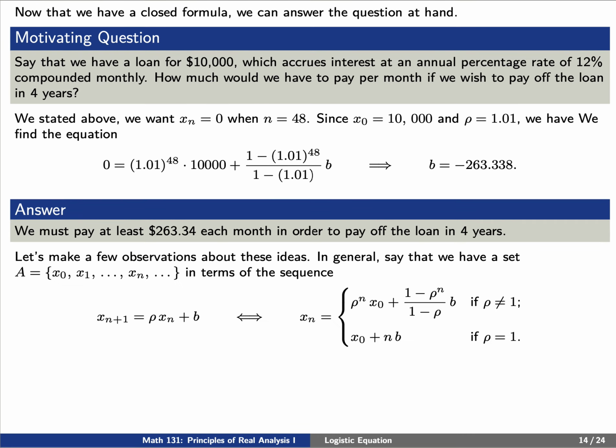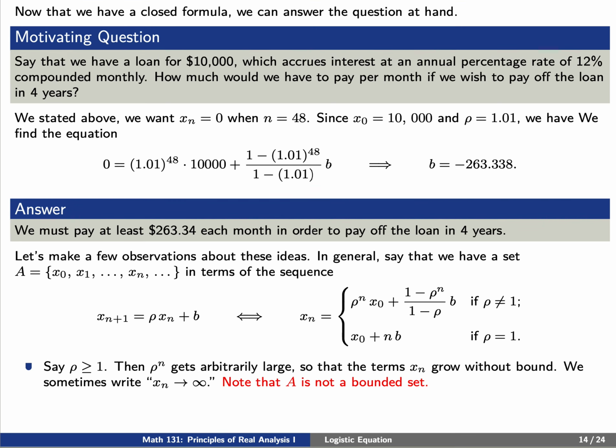But let's make a few observations about these ideas. In general, we had a set A, which consists of these real numbers, x0, x1, and so forth, in terms of the sequence defined recursively by x sub n plus 1 equals rho times x sub n plus b. We can find a closed form formula by looking at this recursive sequence.